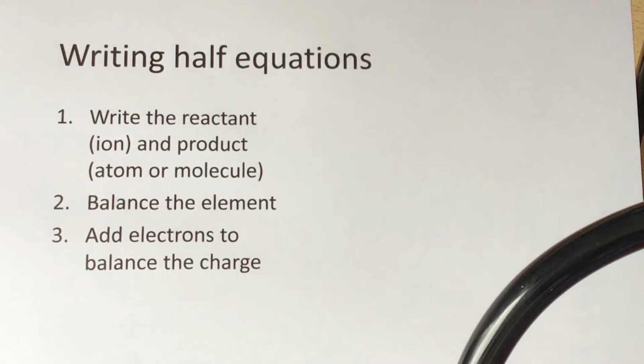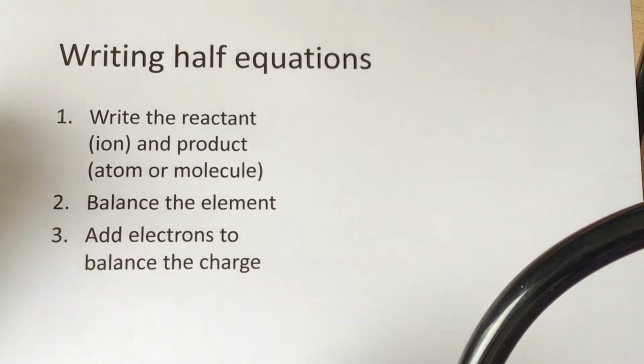This is a really short video about writing half equations for electrolysis, and we're going to do a couple of examples. The method that we're going to use is we're going to start by writing the reactant, which is always an ion, and the product, which is either an atom or a molecule. Then we balance the elements to make sure we've got the same of each type of atom on each side, and then we're going to add electrons in order to balance the charge.